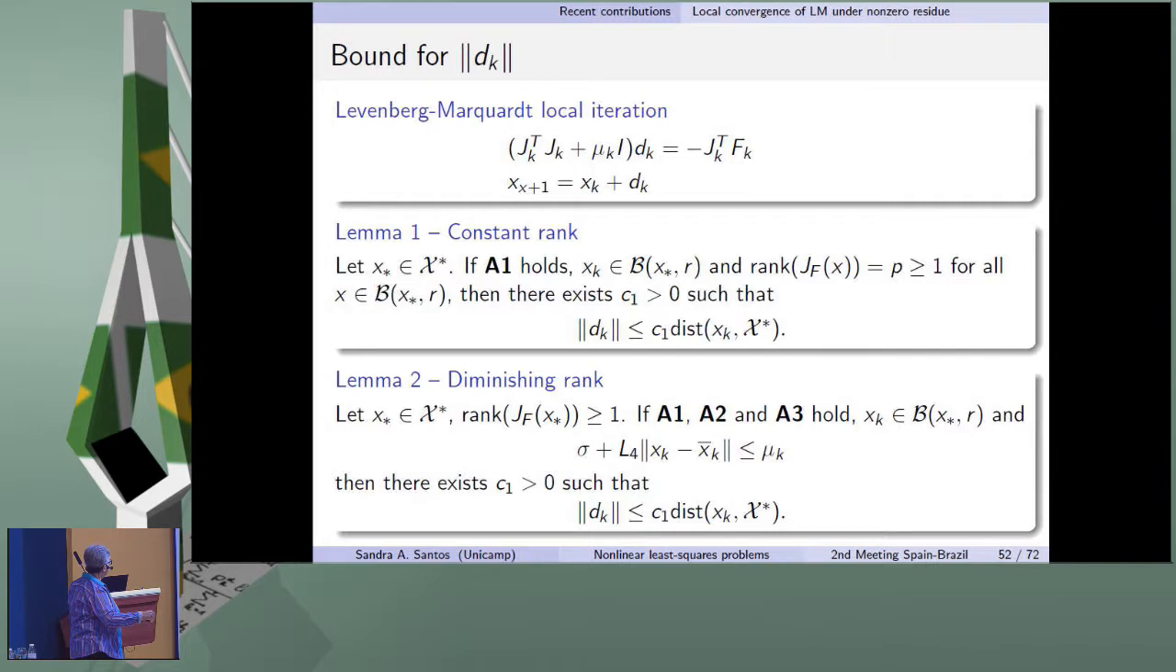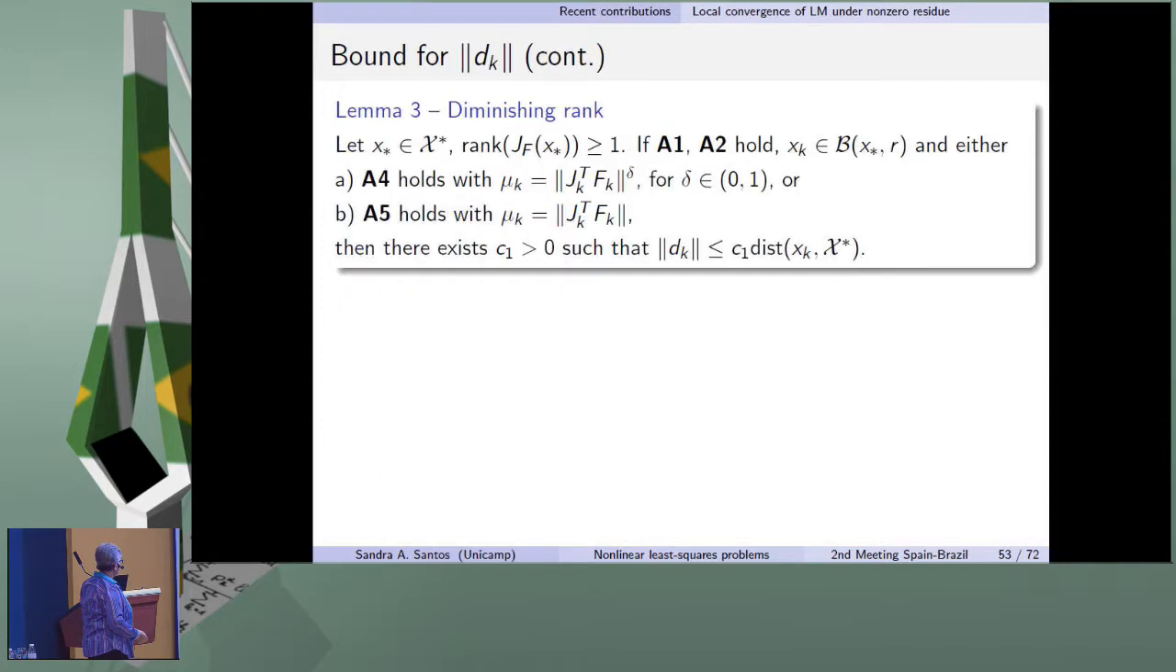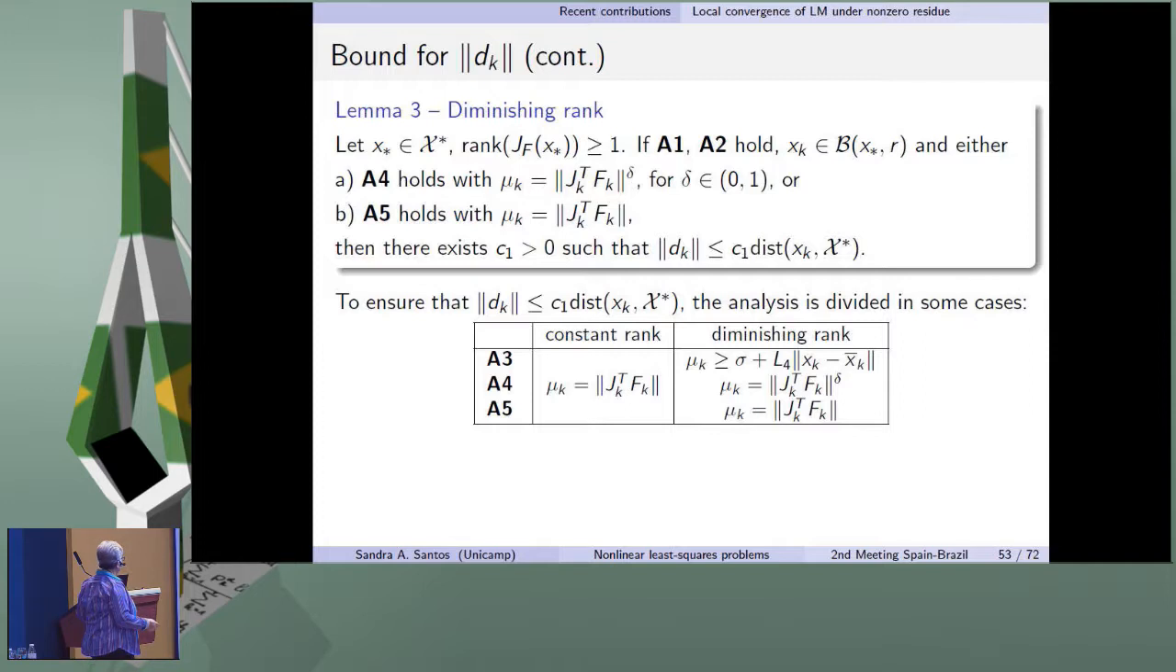But in the diminishing rank case, for example, under A3, we need to be sure that our Levenberg-Marquardt parameter is bounded in this sense for this bound to occur. Under A4, mu k must be chosen in this way, and under A5 in this way, as the norm of the gradient at the current iterate. So depending on the choice and on the assumption, then we have this inequality. And these are going to be just summarized in this table.